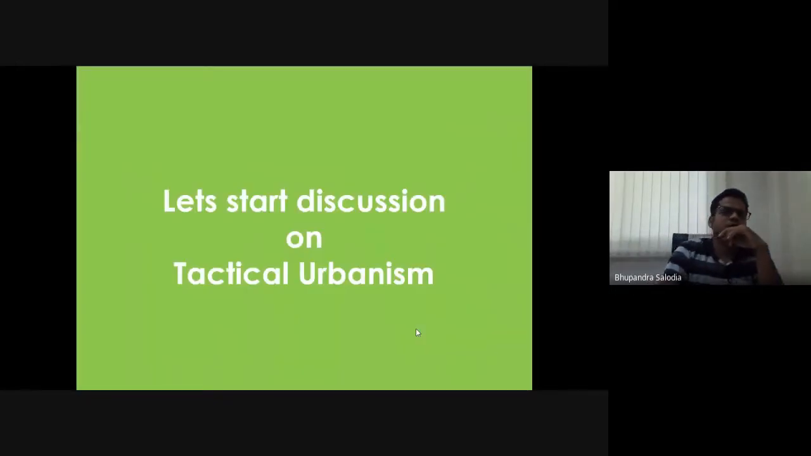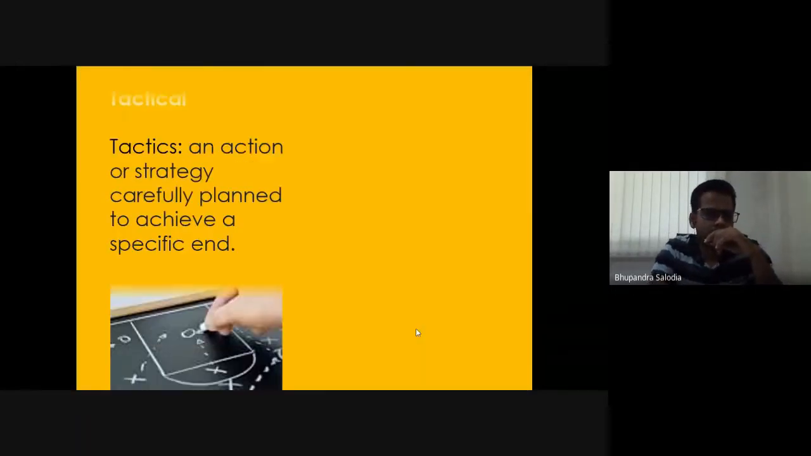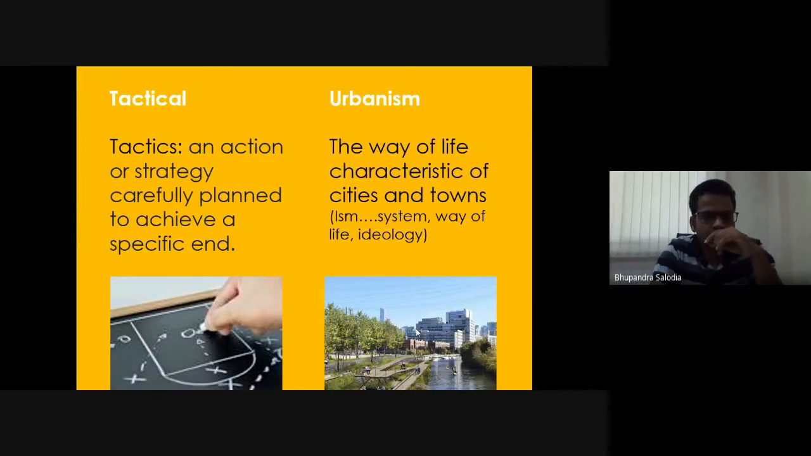So let's start the discussion on tactical urbanism. I would like to first talk about what is tactical and what is urbanism. Tactical starts with the word tactics. Tactics is an action or a strategy carefully planned to achieve a specific end, just like you've seen in the image below. And urbanism: urban, and the other word is ism. Urban means the way of life characteristics of the city and town, and ism is system, way of living, way of life, or ideology.